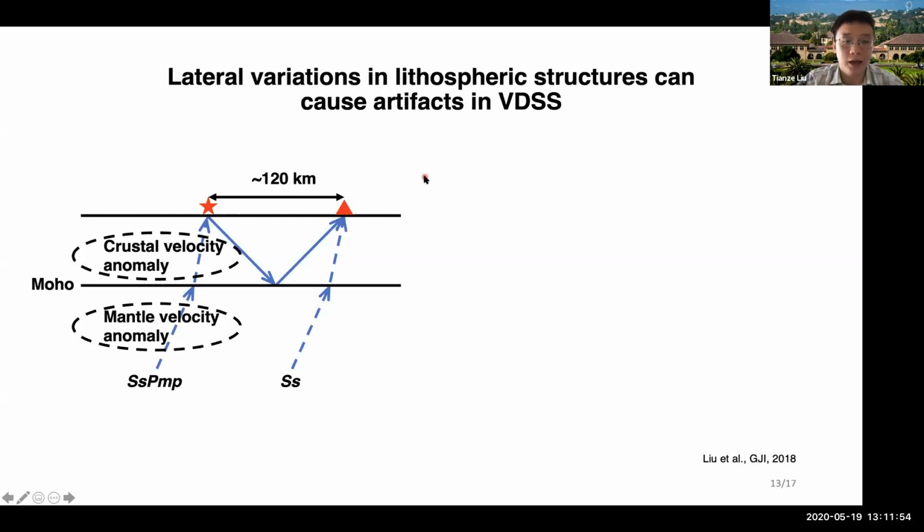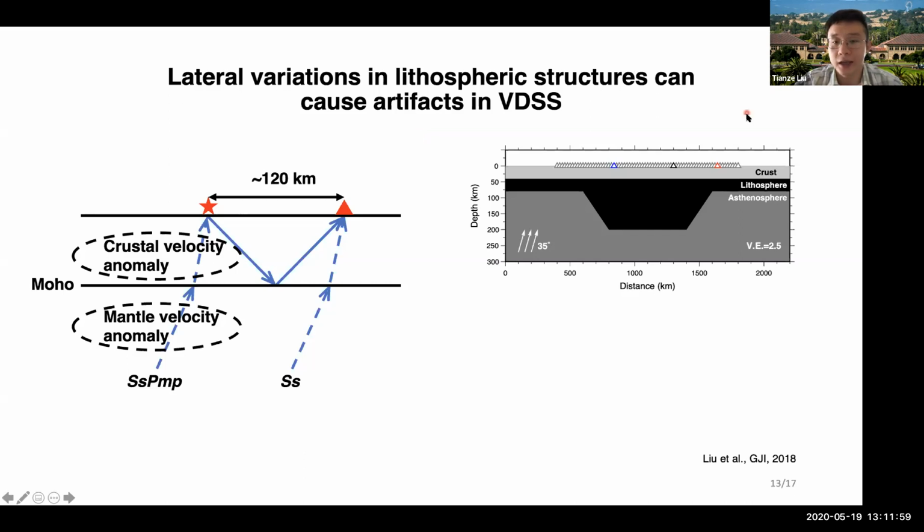However, if we analyze the waveforms assuming a 1D Earth structure, we will introduce artifacts in our resulting Moho depth estimates. Here we use a 2D synthetic test to further illustrate this. This is our simple velocity model in which we have a uniform crustal thickness across the model. And below this uniform crust, we have a strong variation of mantle lithosphere, which resembles the case of a stable craton embedded in two actively extending areas.